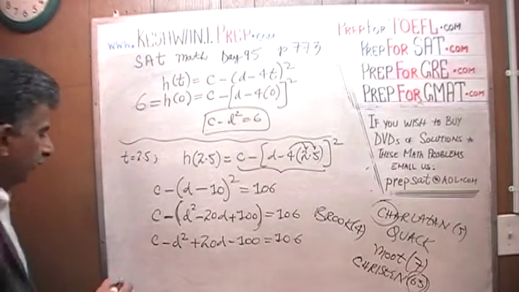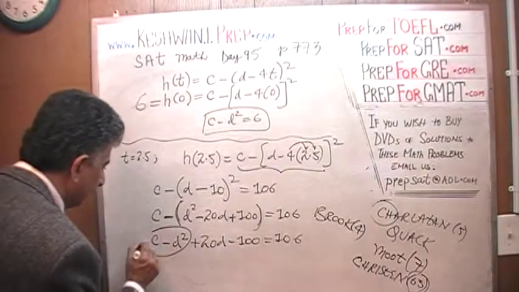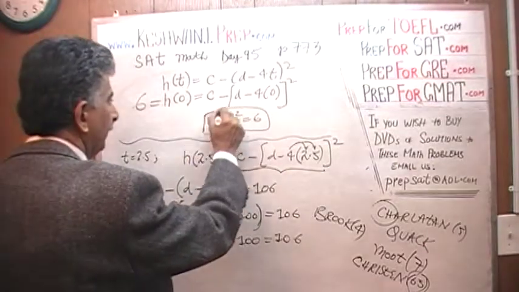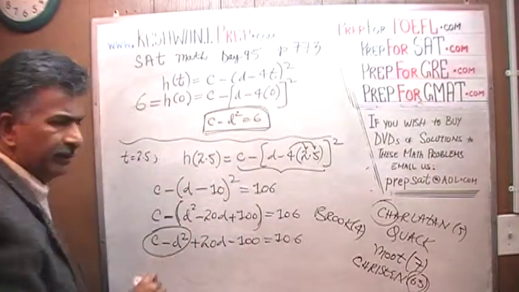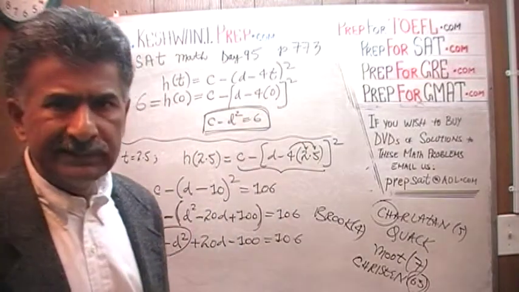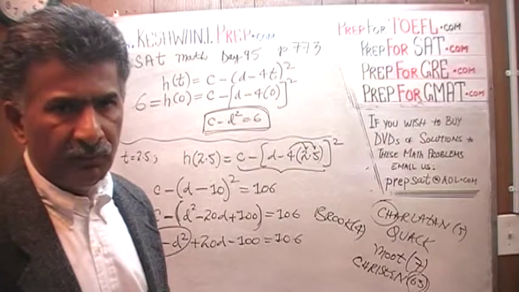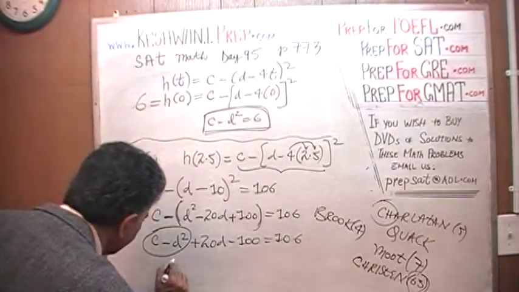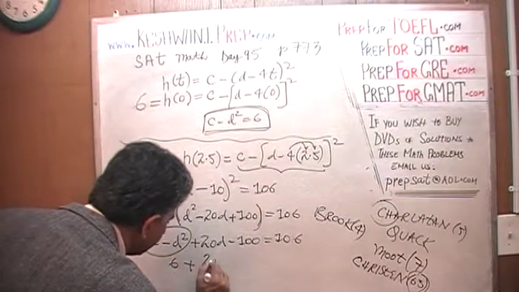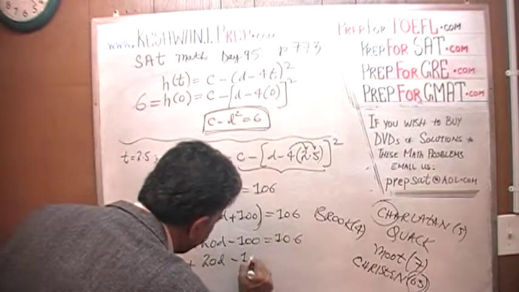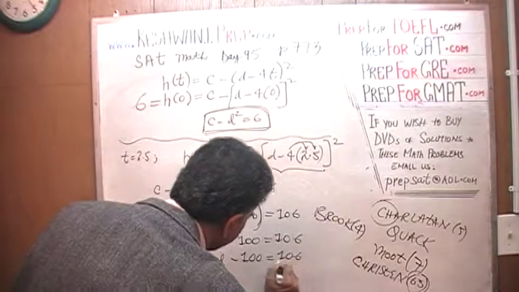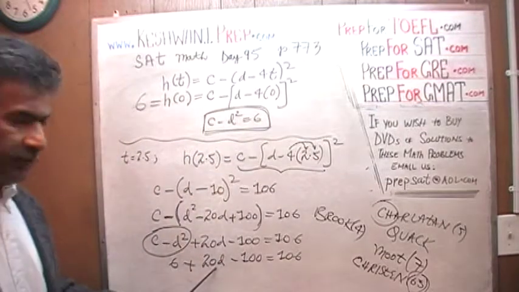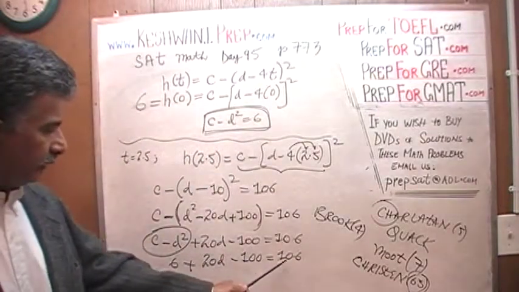Okay, watch what happens. We already know c minus d squared, not c times d squared, that's not what I meant to say. The value of that quantity, c minus d squared, equals 6. So we can substitute here: 6 plus 20 times d minus 100 equals 106.